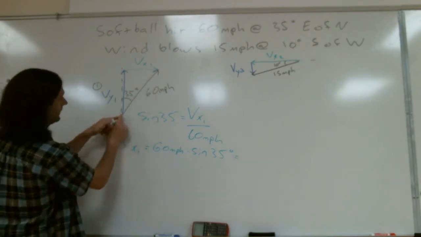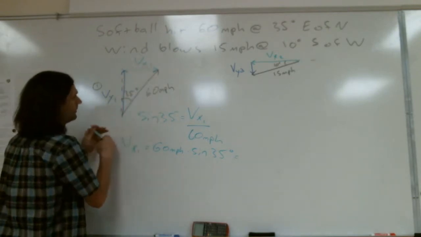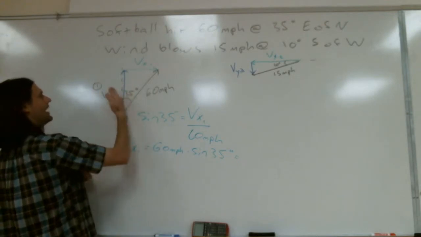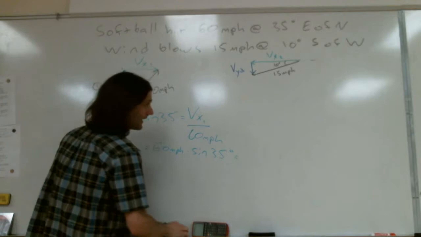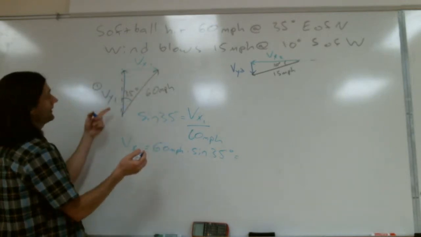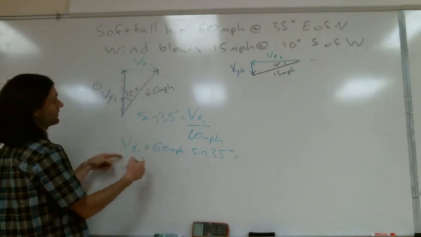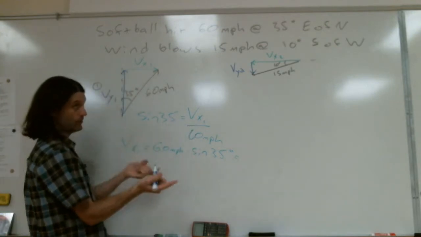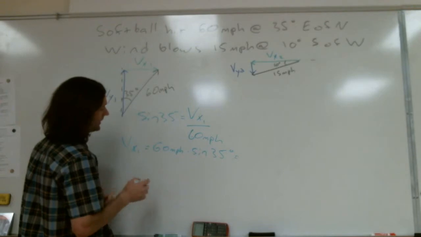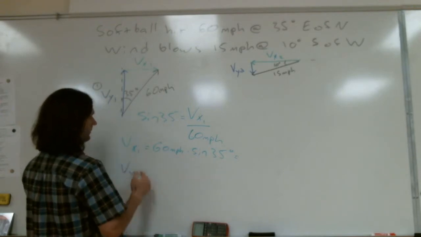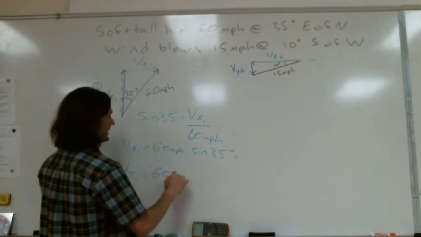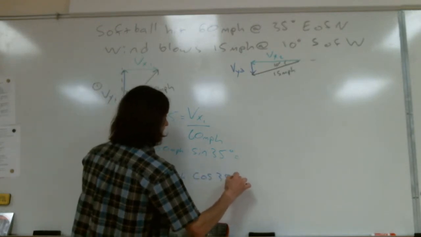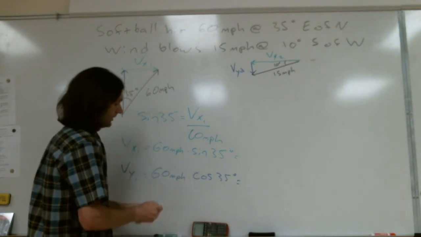If the x then is opposite that angle, then the y is adjacent to it. So this blue line is adjacent to that 35. So anyway, if the sine of 35 was our x, then the cosine of 35 is going to be our y. So the Vy1 is 60 miles per hour times the cos of 35 degrees, and that will equal something else.